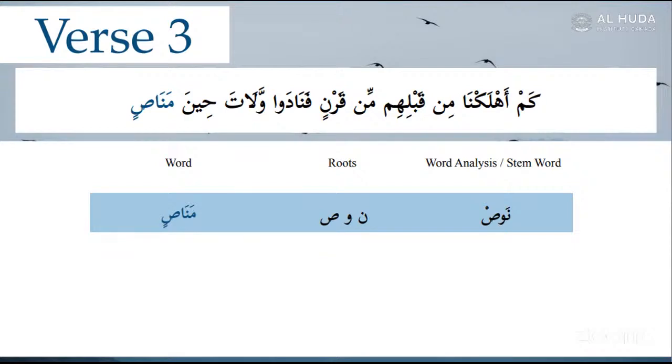They called for help, but the situation was such that there could be no escape, no deliverance. Because after the coming of the adhab, one's iman cannot benefit him. It's too late. So they called out at a time when calling out for relief was of no use. They called out for relief, but they couldn't escape the punishment.